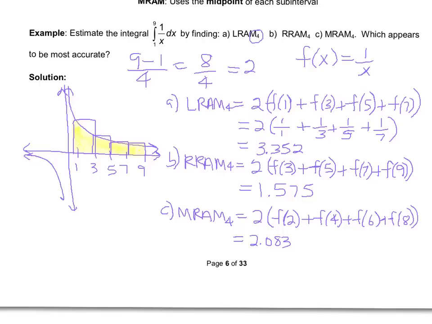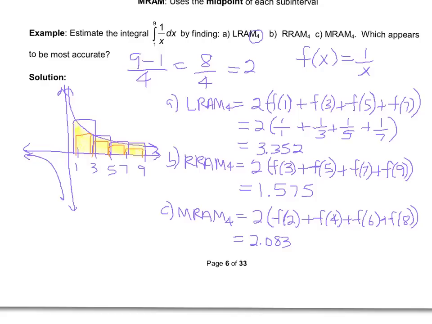Then I'm going to switch colors over to, let's say, orange, and I'll do RRAM. So if I go starting at 3 and I use that for my height and I go over and down, then I used 5, go over and down, 7 over and down, and 9 over and down. Those are all underestimates.